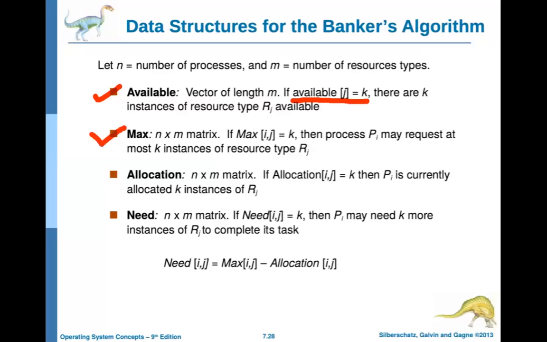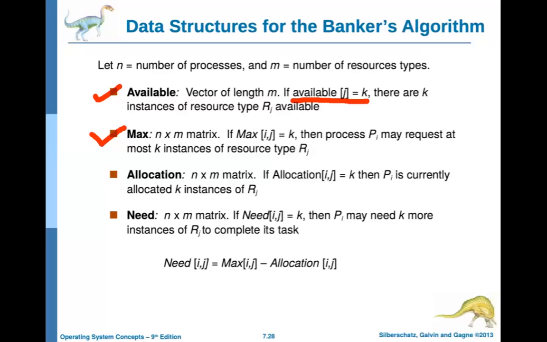Okay. The next data structure is max. It is an n by m matrix. So the number of rows denotes the number of processes, and columns denote resource types, so the maximum number of instances required for that resource type. So when max[i][j] is equal to k, the meaning of this is process Pi needs a maximum of k instances of Rj. That is what its meaning is.